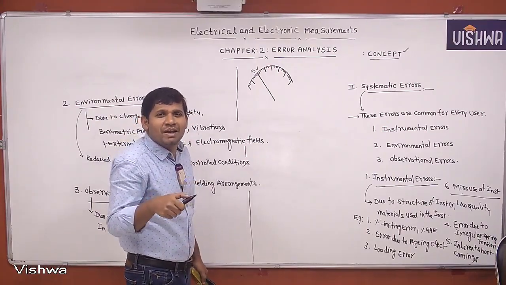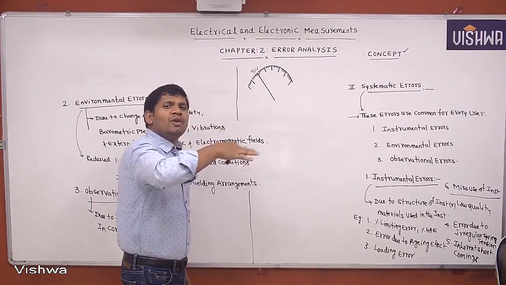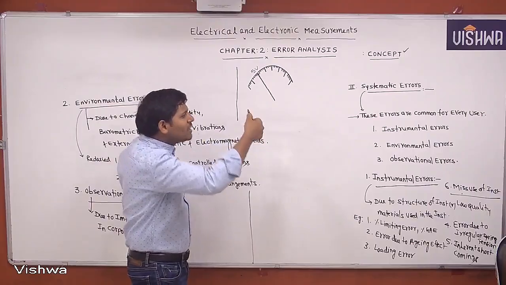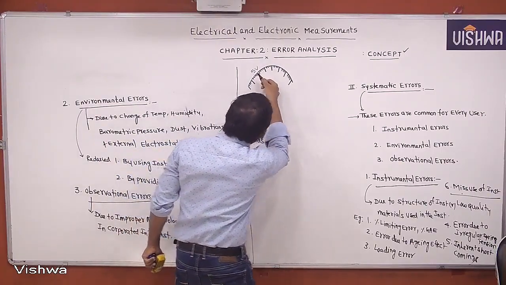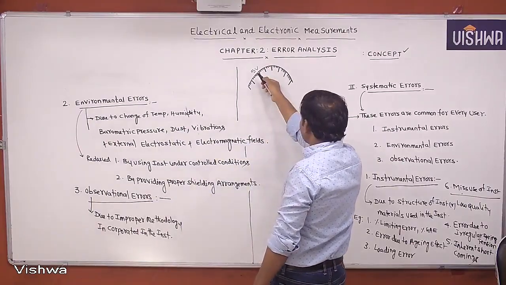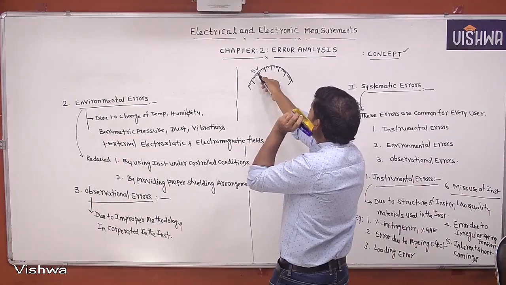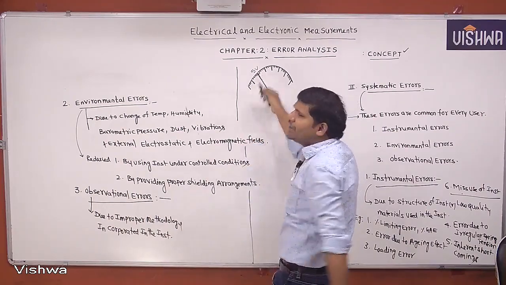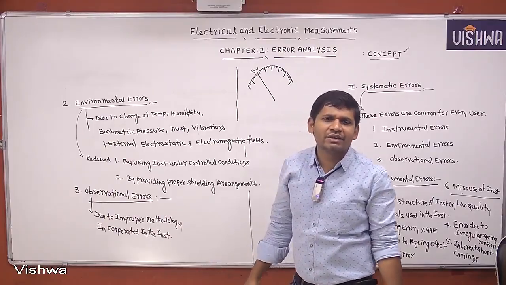What is the improper methodology here? The pointer is not exactly attached to the scale. For the free movement of the pointer, we make some bending, so the scale and pointer are not on the same plane. Even though we measure very carefully, we compulsorily get some minimum error. That is nothing but observational error. The example of observational error is the parallax error.